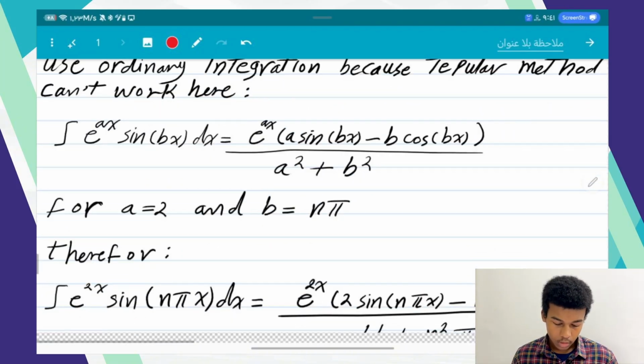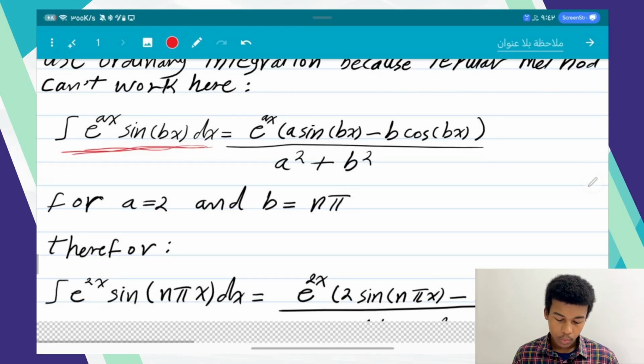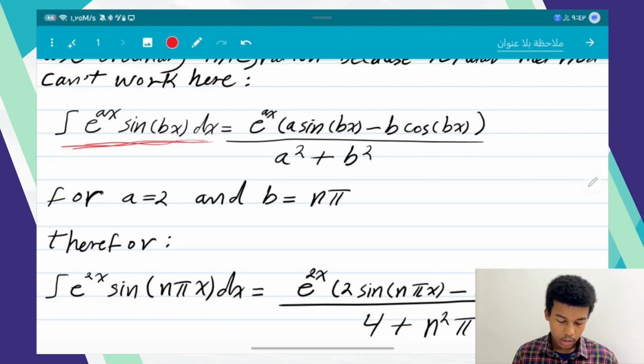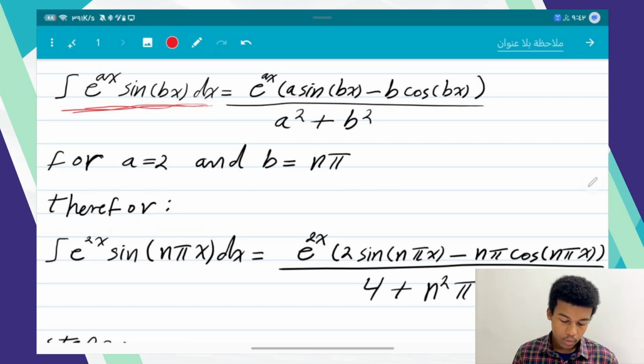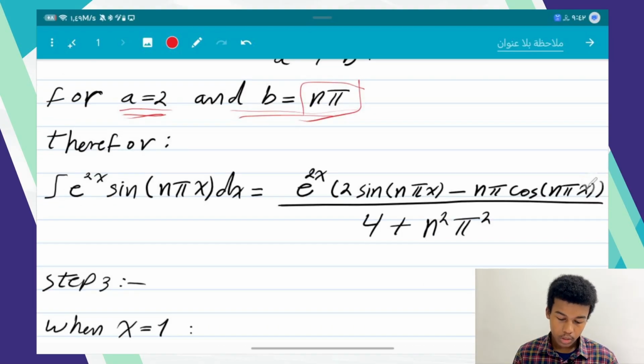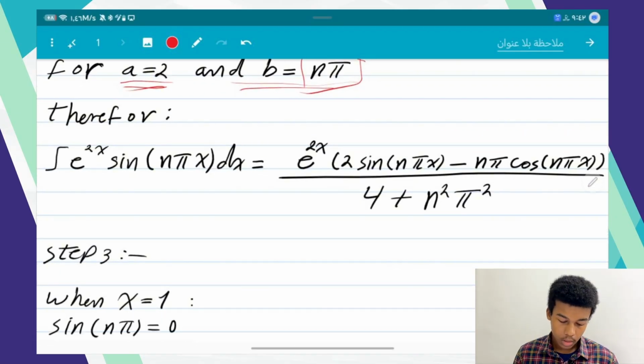Step 2, we have to use the ordinary integration by parts because the tabular method can't work in this case. So the ordinary integration formula is the integration of e to the exponent ax multiplied by sine bx dx equals e exponent ax multiplied by a sine bx minus b cosine bx over a squared plus b squared. And we have the value for a, which is 2, and also the value for b, which is nπ. Therefore, we will substitute these values in the formula, and we will get this answer.